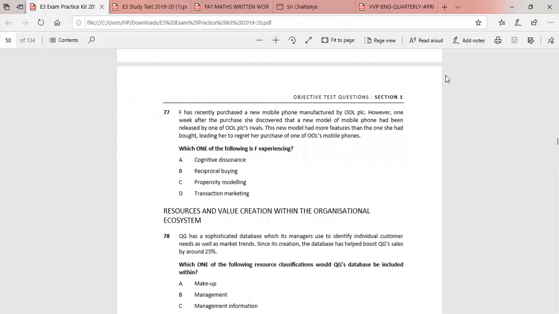The next question is about F, who has recently purchased a new mobile phone manufactured by OOL PLC. However, 1 week after the purchase, she discovered that a new model of mobile phone had been released by one of OOL PLC's rivals. This new model had more features than the one she had bought, leading her to regret her purchase of one of the OOL's mobile phones. Which one of the following is F experiencing?